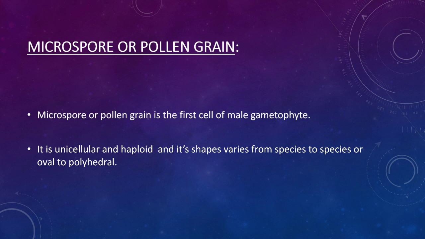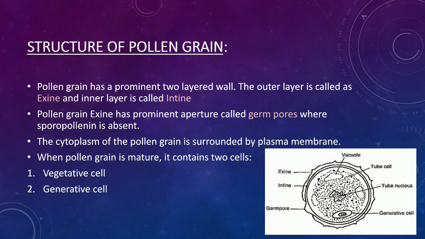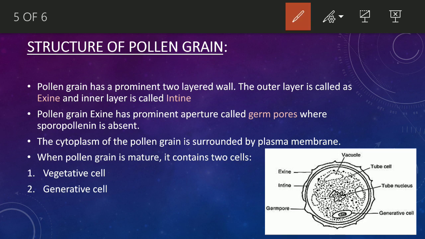Now, what is the structure of a pollen grain? The pollen grain has a prominent 2-layered wall. The outer wall is called exine and the inner one is called intine. The outer wall exine is made up of sporopollenin.